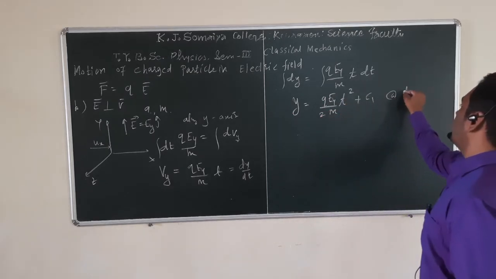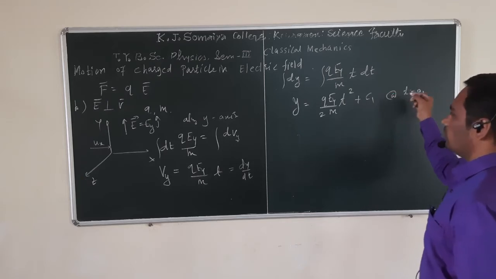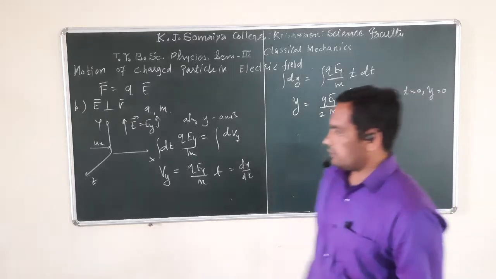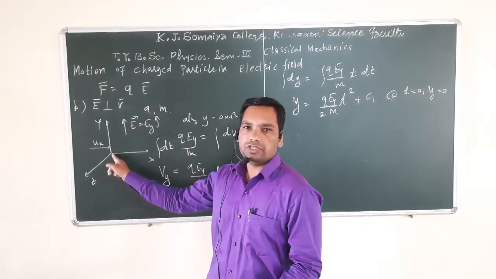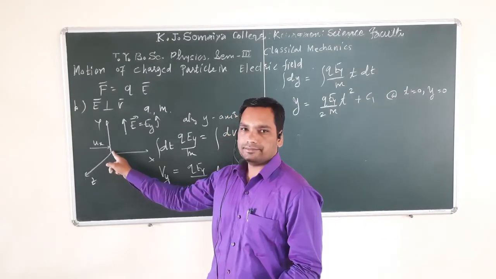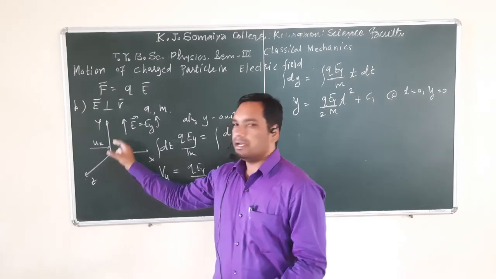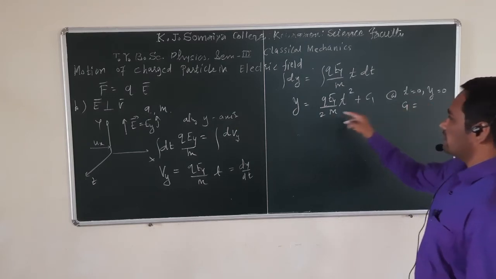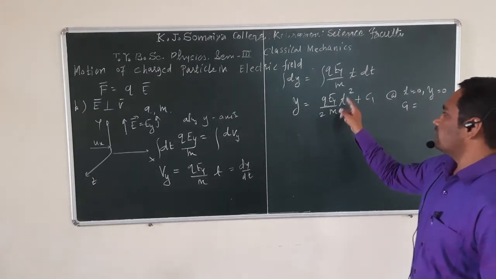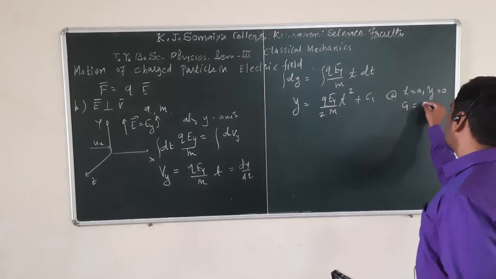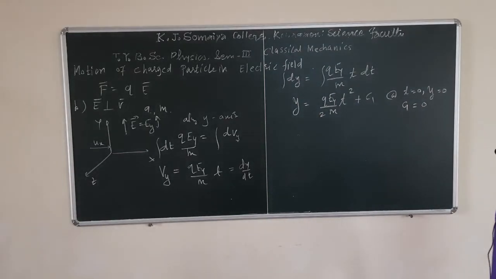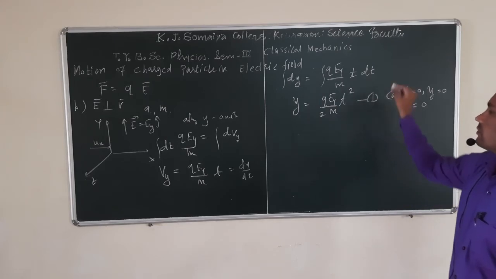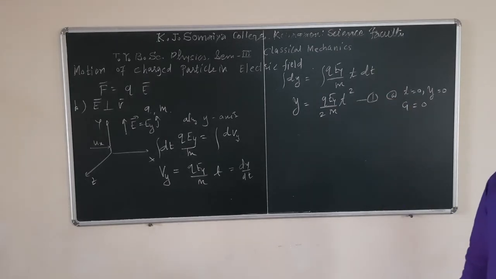So again, at t is equal to 0, its y position is 0, which means when we put t equal to 0, the charged particle is over here. So at that time its y position is also 0. This implies C1 is equal to 0, since y equal to 0 and t equal to 0 make both factors 0. So then we get the equation for y like this. Now call this equation 1.